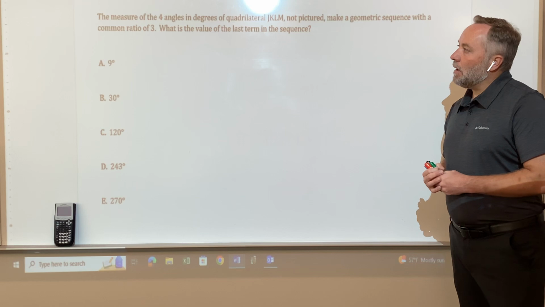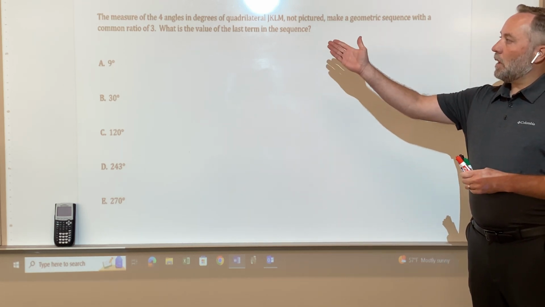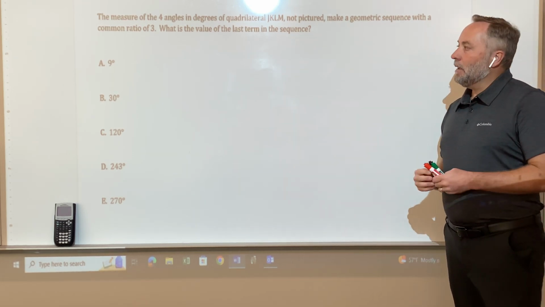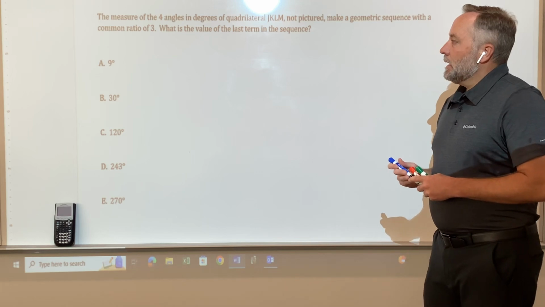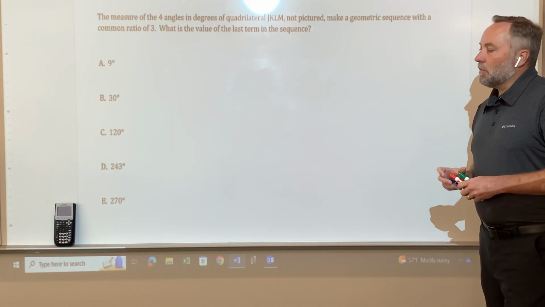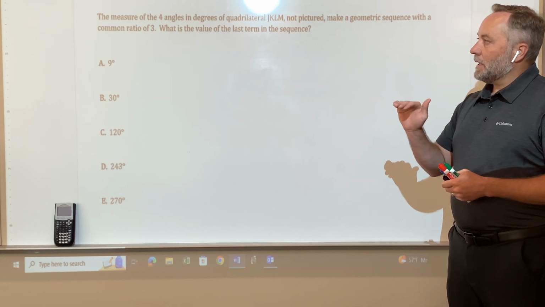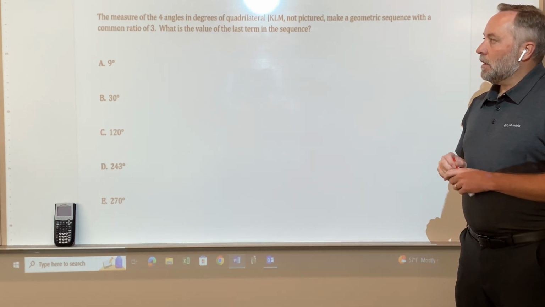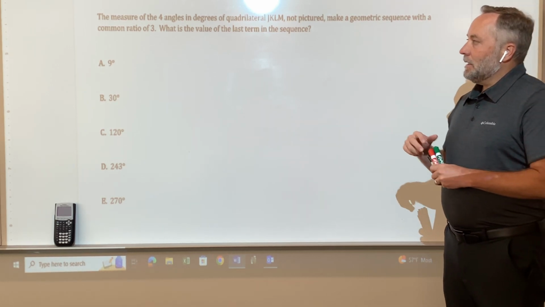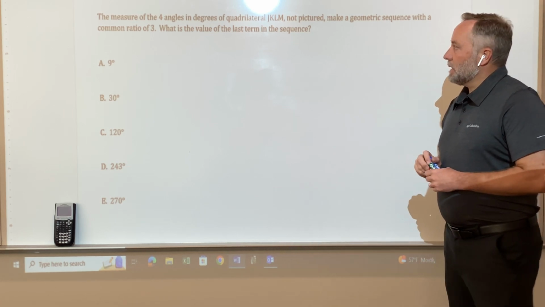Okay, so first of all, the four angles of a quadrilateral add to be 360 degrees. One of the easiest ways, I think, to remember that is if you have any rectangle or square, a four-sided figure, all four of those angles are 90 degrees, and 90 times 4 gets us that 360.